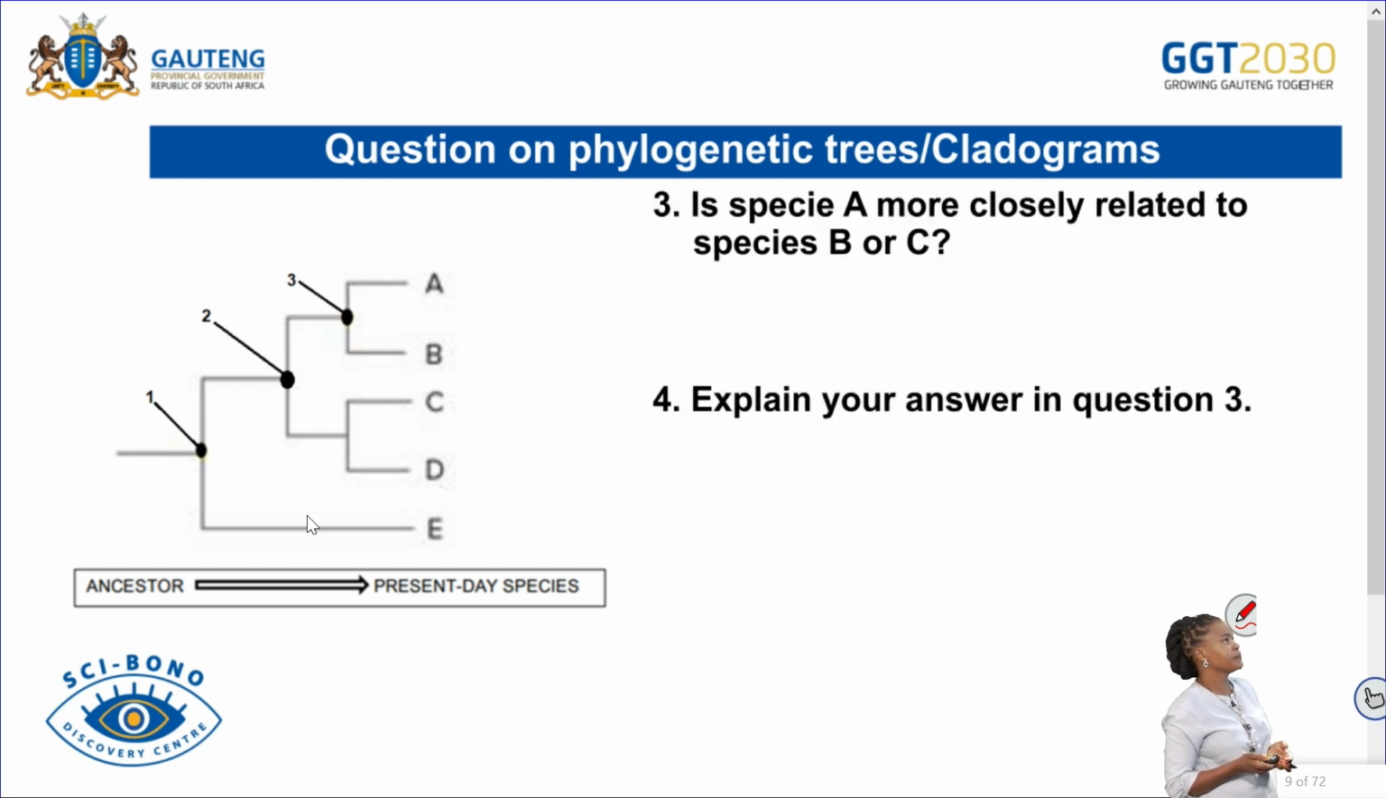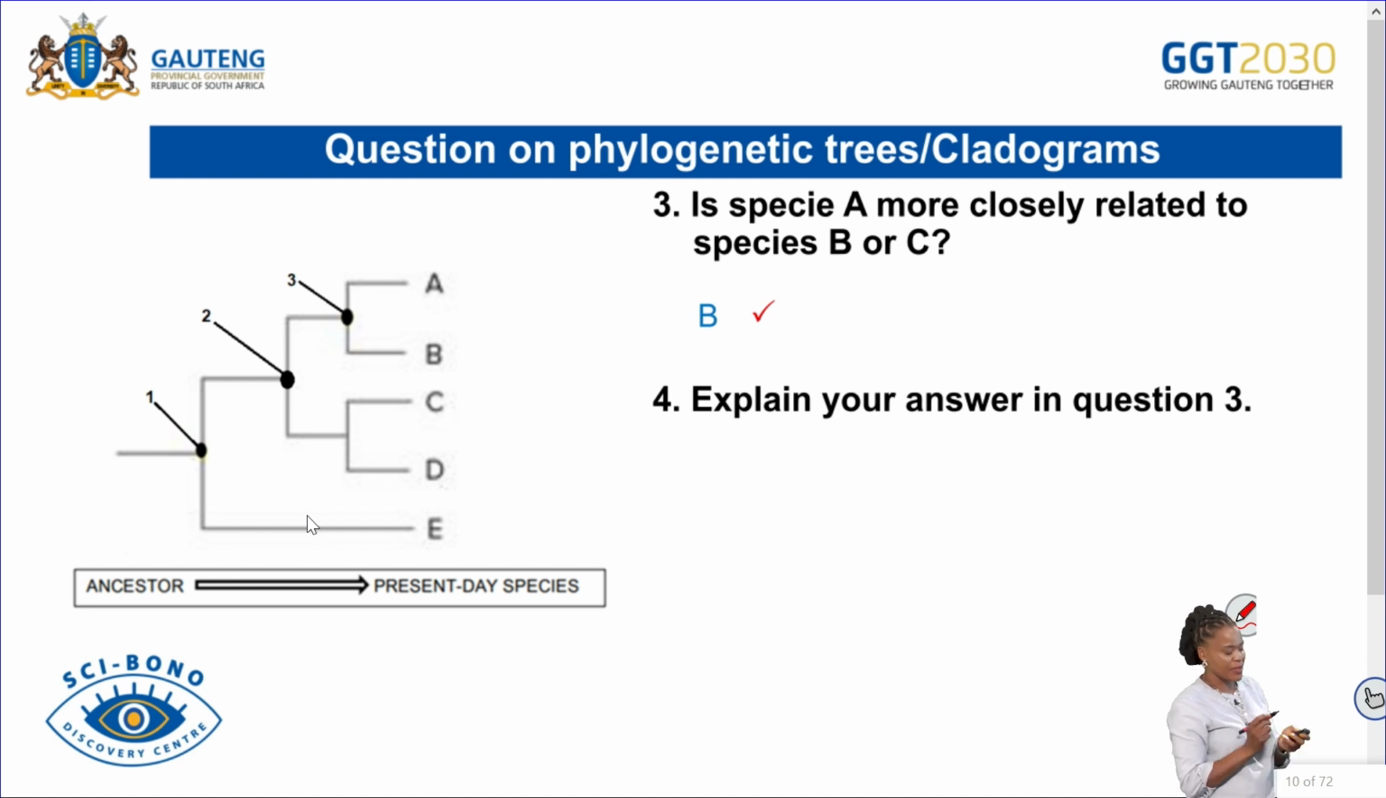Now let's move forward. The third question, still based on the diagram here, is: is species A more closely related to species B or C? Which one of the species is more closely related to species A? That is very simple. Both A and B are coming from what? From the common ancestor. So the answer will be B. Species B is more closely related to species A as compared to species C.